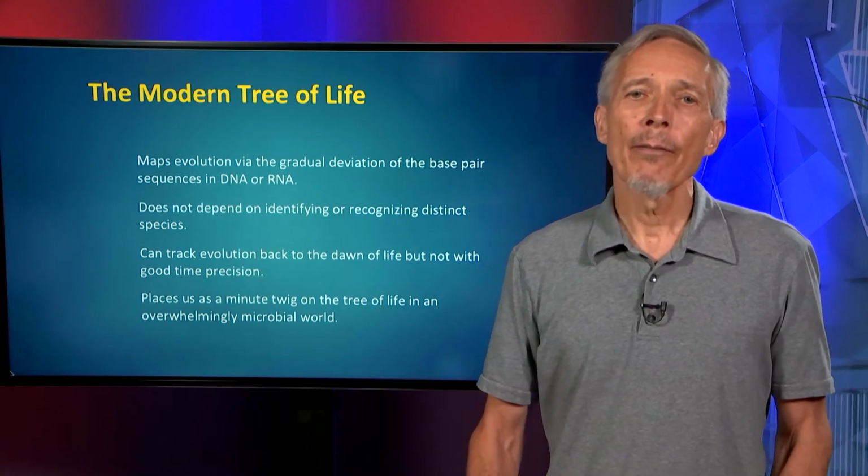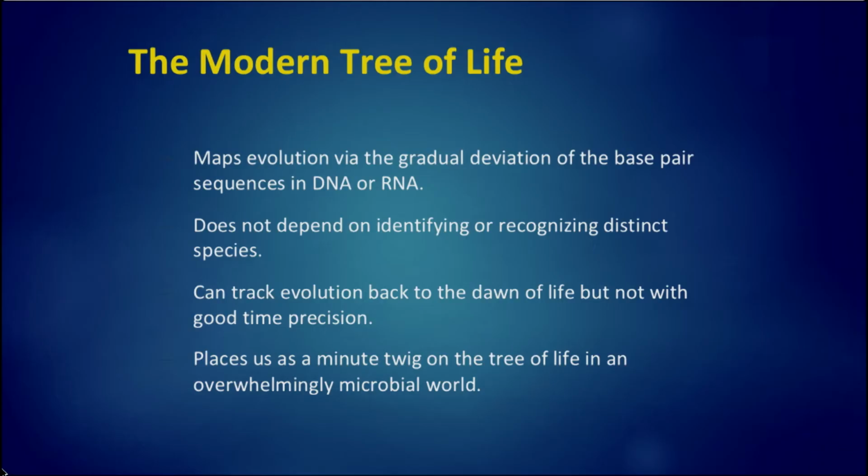The modern tree of life is mapped out using genetic material, DNA or RNA, and what we see is basically the gradual deviation of the base pair sequences in the genetic material. Doing it with genetic material means we do not have to depend on recognizing distinct species. In other words, the tree of life can only be constructed using body fossils for about 500 million years. But with genetic material, it can be reconstructed in principle all the way back to the origin of life, perhaps 4 billion years ago. There's no good time precision, though.